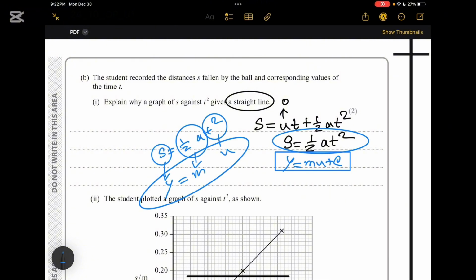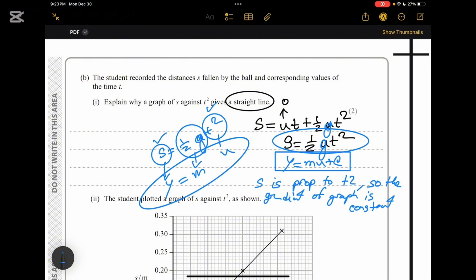Now we can write one more thing: s is proportional to t squared. So the gradient of the graph is constant. We can also replace this a by g because it will be in free fall, right? You can replace that a by g as well. That will not be an issue. So this is how you guys should be proceeding with this answer.